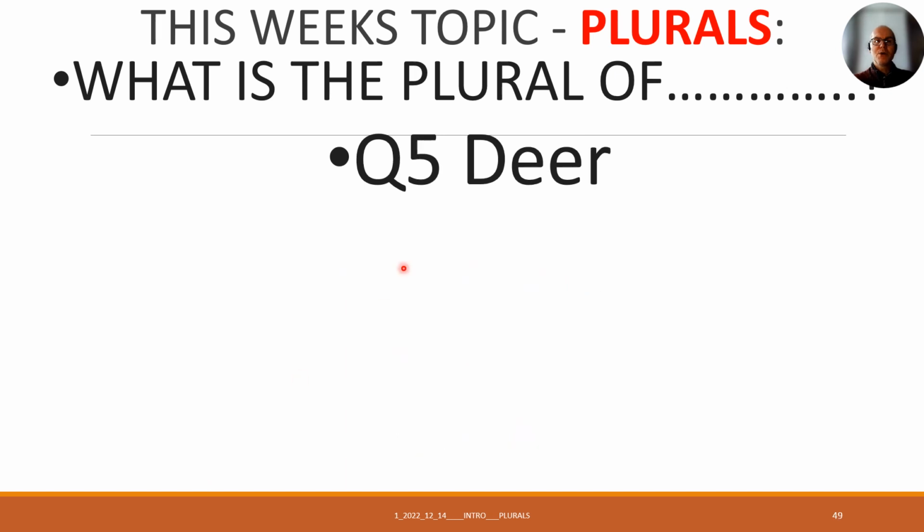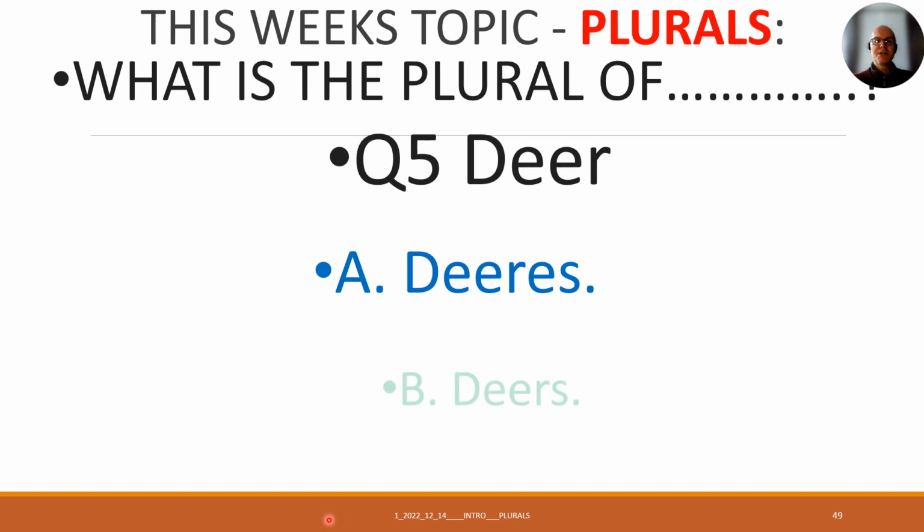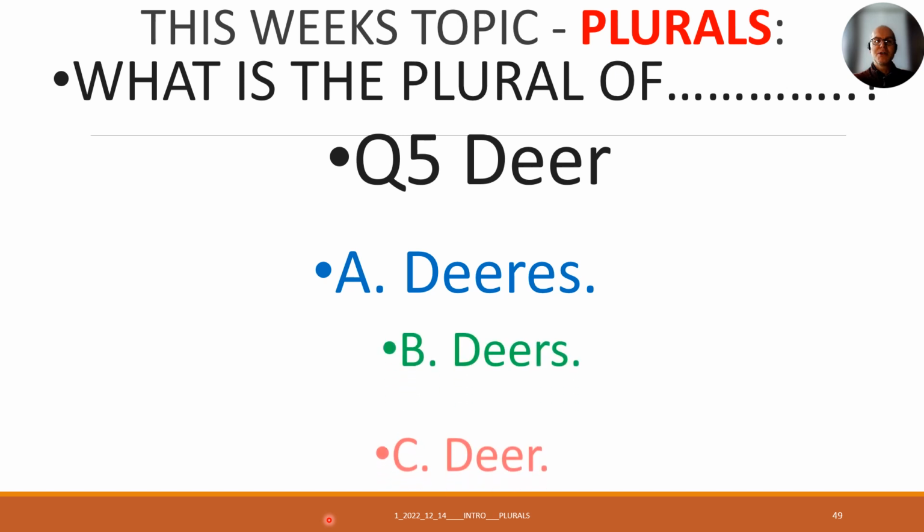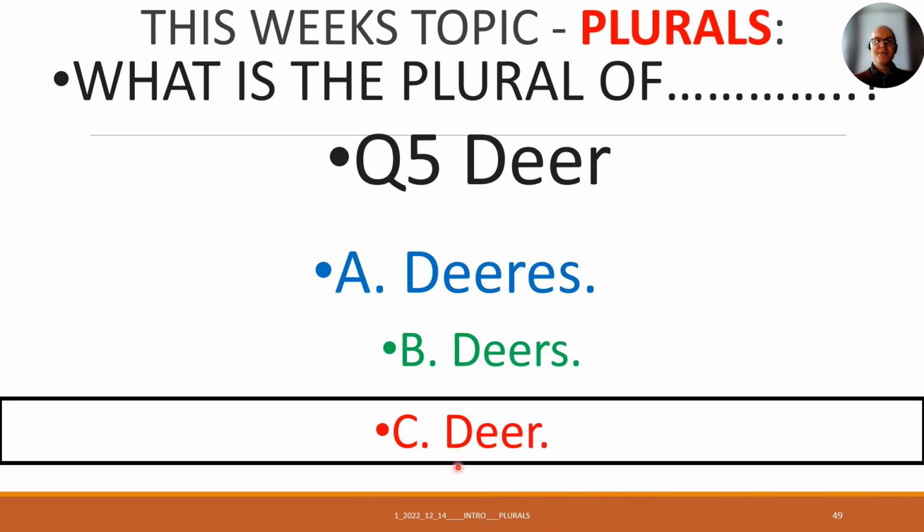Question 5. What's the plural of deer? Is it deers, deers, or deer? It's deer. So the plural for deer is the exact same as the singular for deer. One deer, two deer.